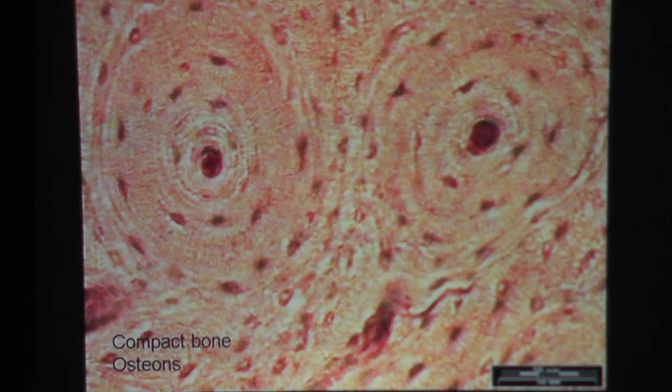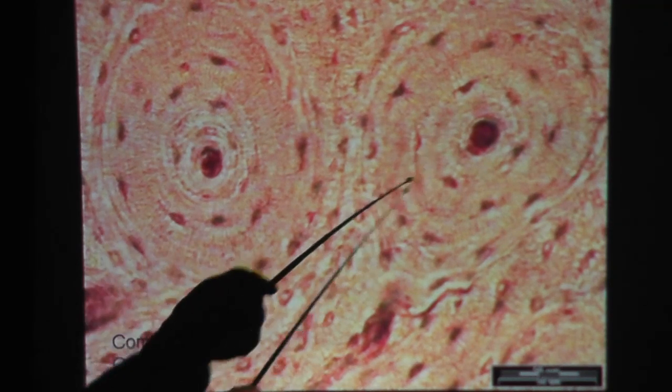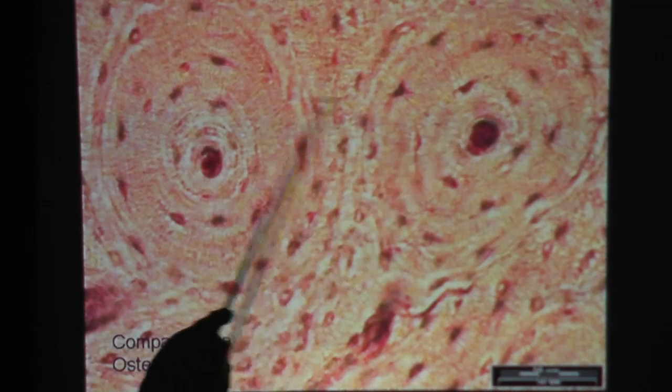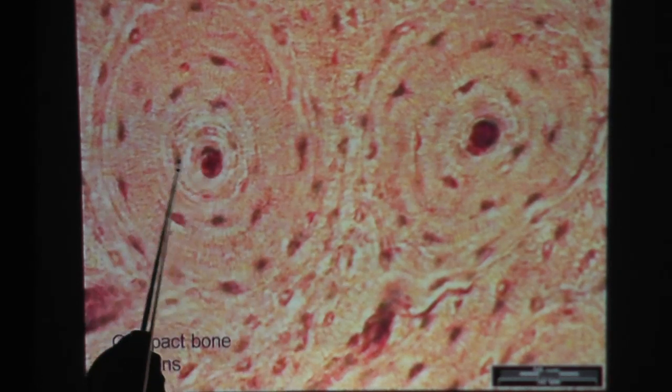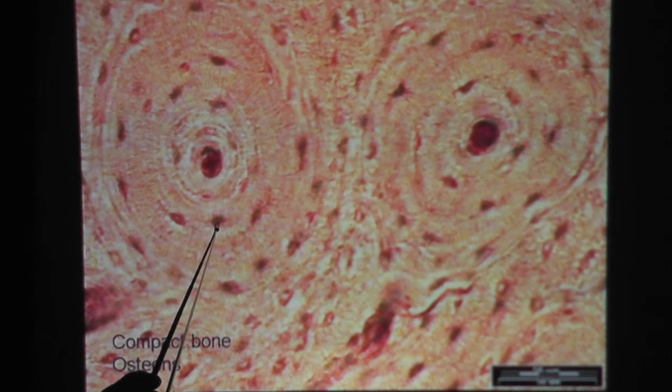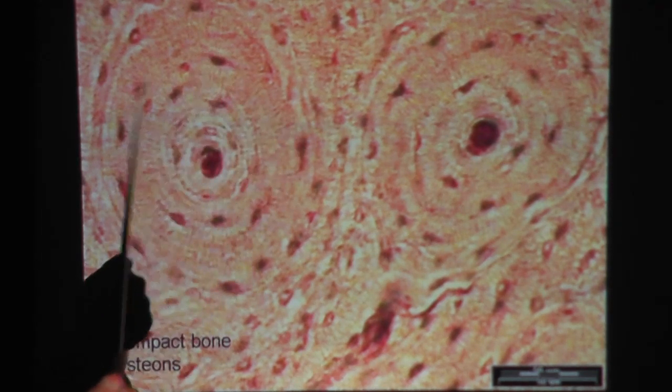Here we have two osteons. It looks almost like two eyes on an owl. This would obviously be compact bone. Two osteons, each of them has a central canal in the middle. Lamella, these rings. And that would be lacuna in which we would find osteocytes.